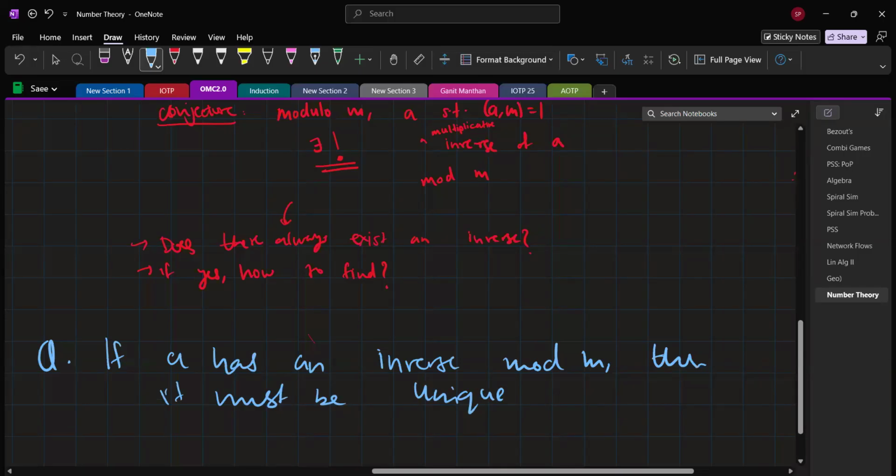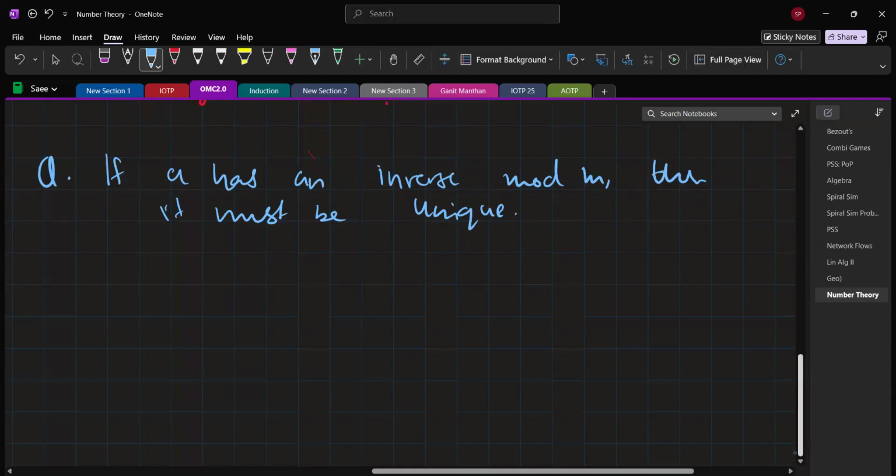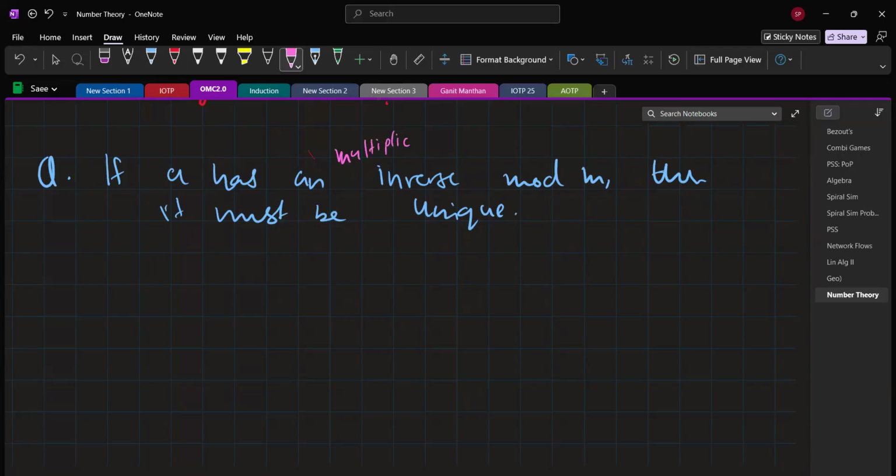The downfall of the handwriting, but I think it's legible, so it's fine. Any ideas as to how? Multiplicative. Yeah. Whenever I mention inverse, I will mean multiplicative today. It's too long to write, and I have to think about the spelling.